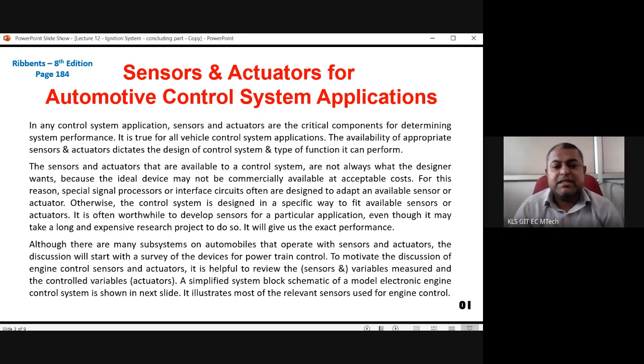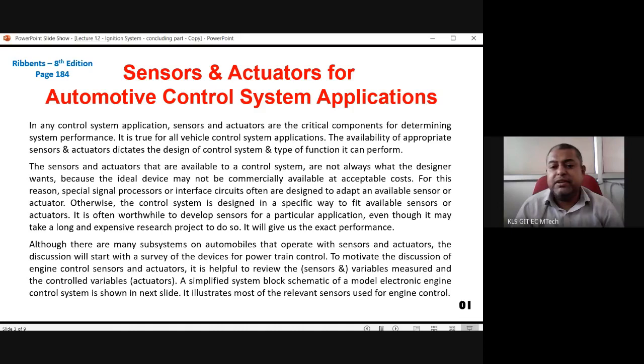So for the reason, special signal processor or interface circuits often are to be designed to adapt an available sensor or actuator. So actually car design is being guided by the already available sensors and actuators in the market. Okay, so we have to design special DAC, that is data acquisition system. At a certain time, maybe we have to design special signal processor or interface circuits so that we can accommodate the already available components in the market. So even if the designer doesn't want to, he doesn't have any other choice, he has to use the already available sensors and actuators in the market.